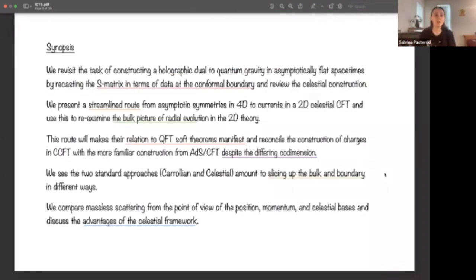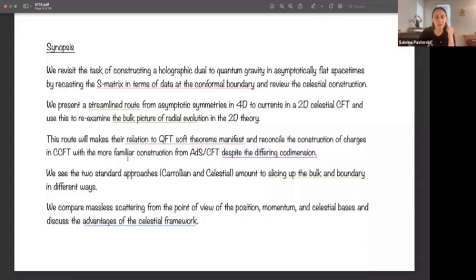Okay, so a synopsis for this talk today. The first thing we want to do is revisit the task of going from this bulk asymptotically flat spacetime to some boundary dual, and in particular, in the celestial construction, how we reduce further down to the celestial sphere. Then I'm going to go through the first paper, which is a streamlined route from the asymptotic symmetries in 4D to these currents in 2D, which will put front and center the fact that we're doing radial evolution in the 2D theory.